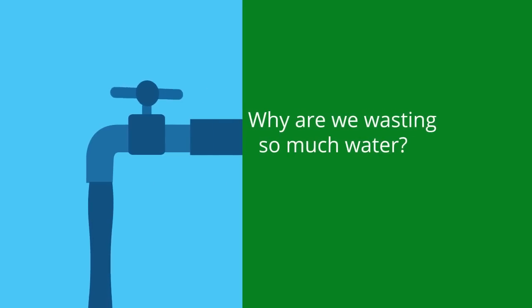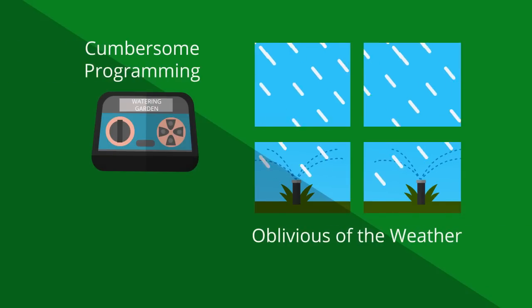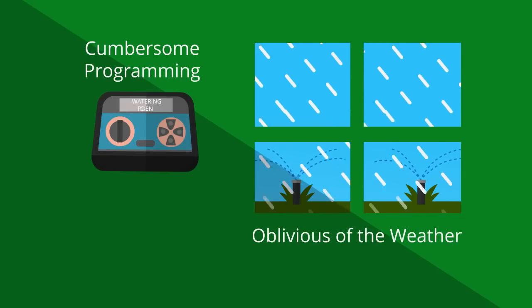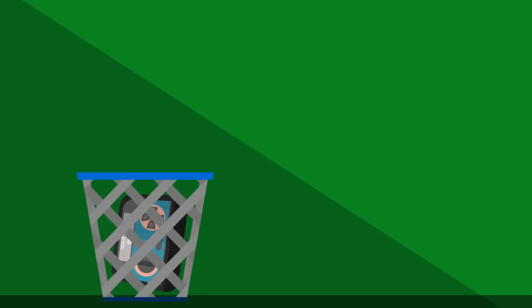But why are we wasting so much water? Managing garden irrigation with an old-fashioned controller can be an extremely frustrating task, and even after you spend the time, odds are you're still not doing it right.